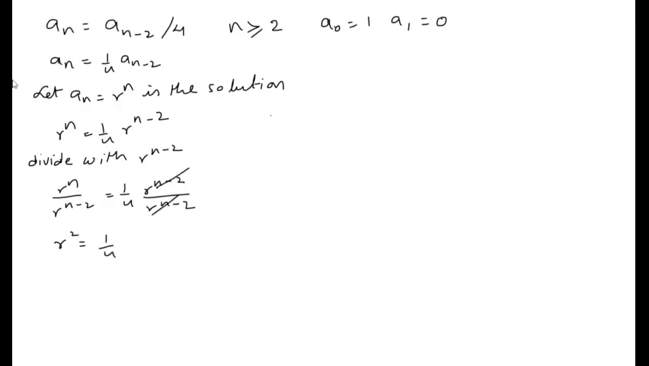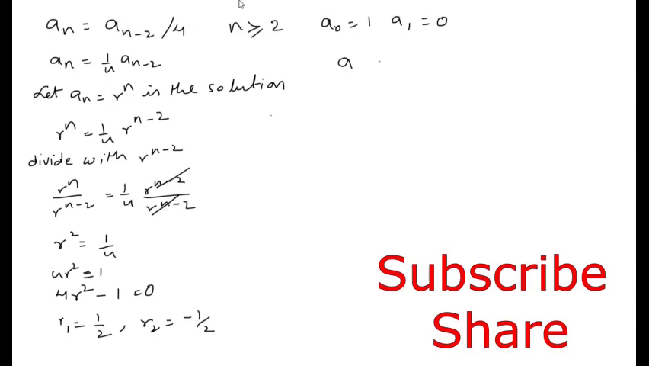We can also write it as 4r square is equal to 1, or we can also write 4r square minus 1 is equal to 0, so that we are going to find the roots for it. So here the roots are r1 is equal to 1 by 2 and r2 equal to minus 1 by 2. These are the roots of this equation. Since the roots are distinct, the solution for the given recurrence relation is an equal to alpha into 1 by 2 whole power n plus beta into minus 1 by 2 whole power n.